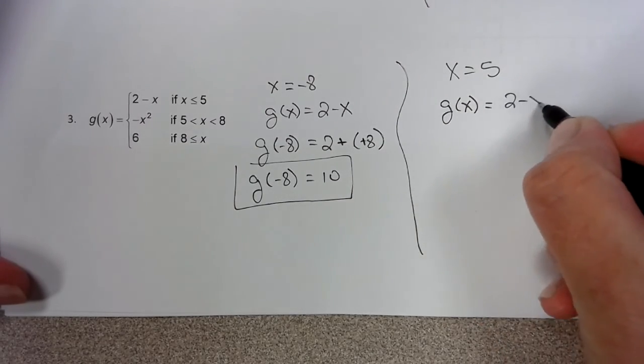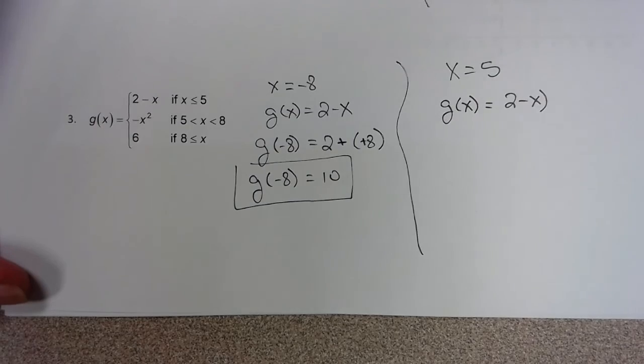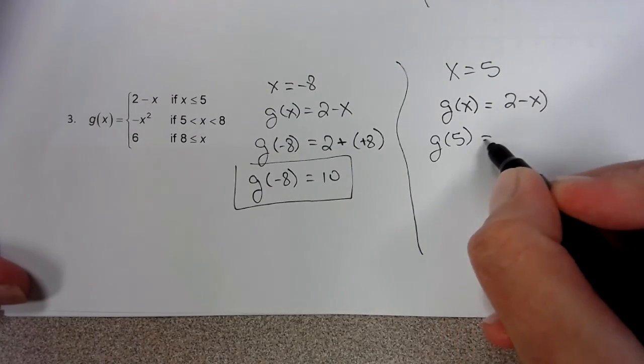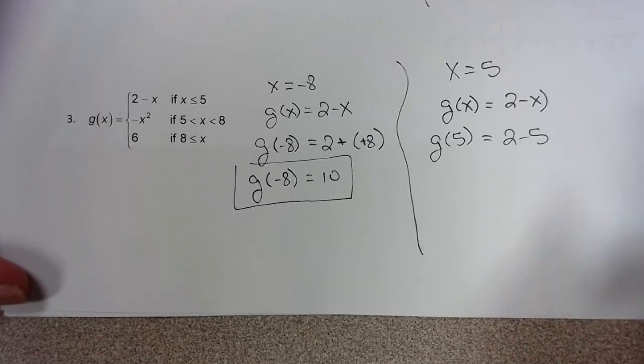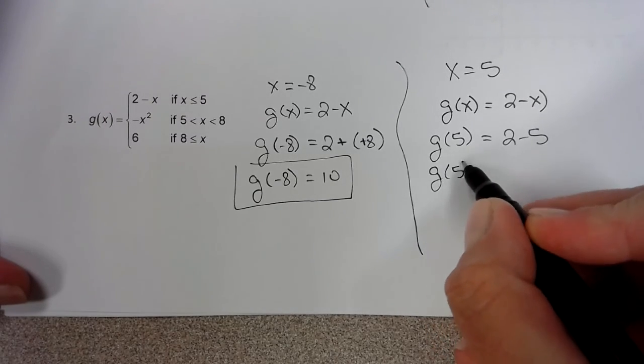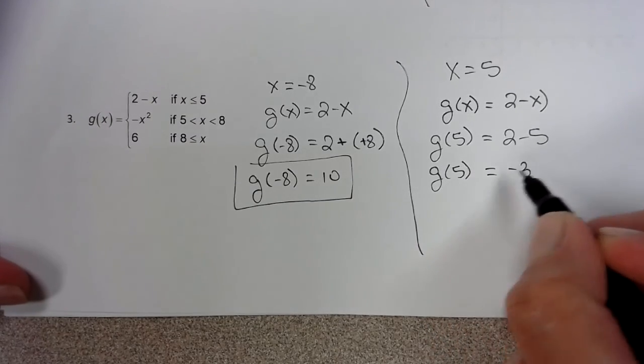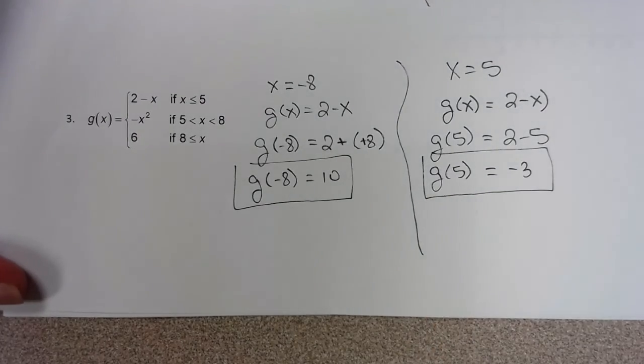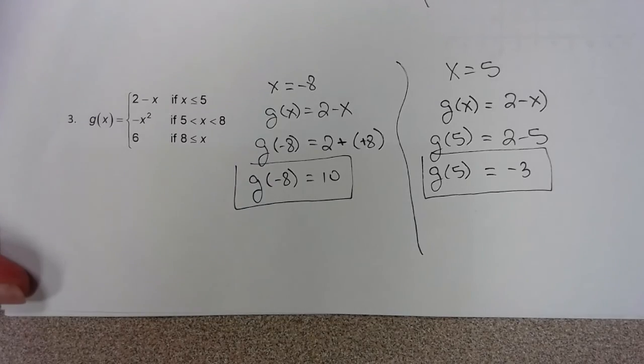So we're also using 2 minus x. Plug 5 in. And you get -3. So that's how you evaluate functions.